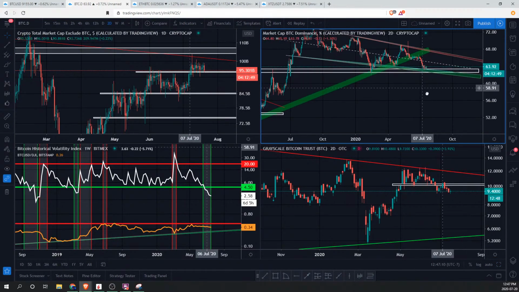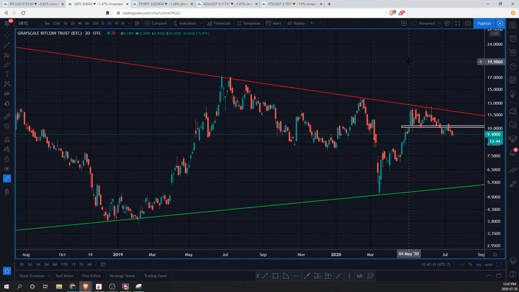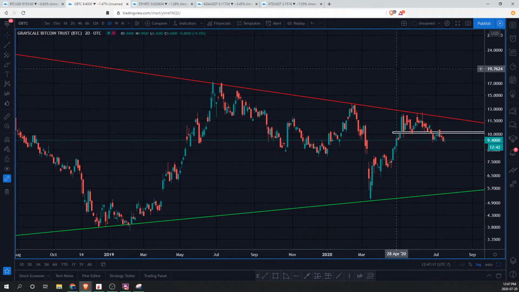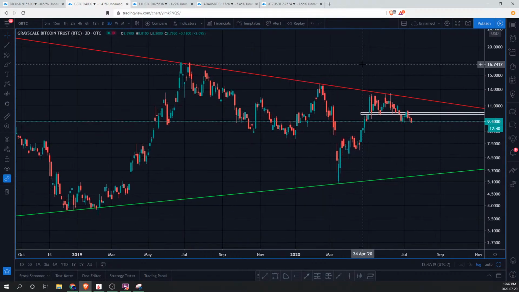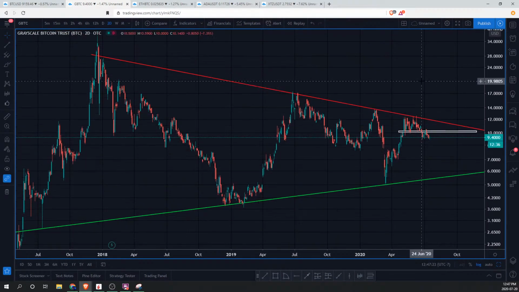All right, also something to note, the Grayscale Bitcoin Trust, ticker GBTC, oh, excuse me. So this chart is Grayscale's chart. It is a way to gain exposure into Bitcoin without actually purchasing Bitcoin. It's an equity. It's a company that you can invest in if you don't want to fiddle with keys, hardware wallets, exchanges, all that stuff.